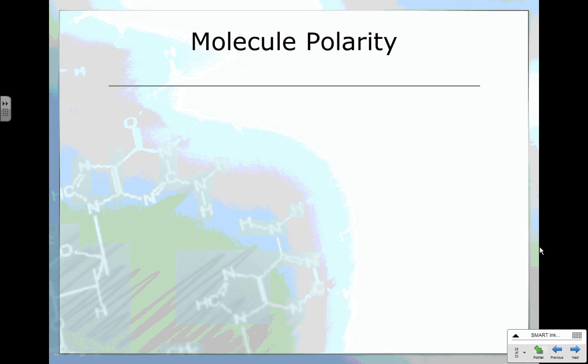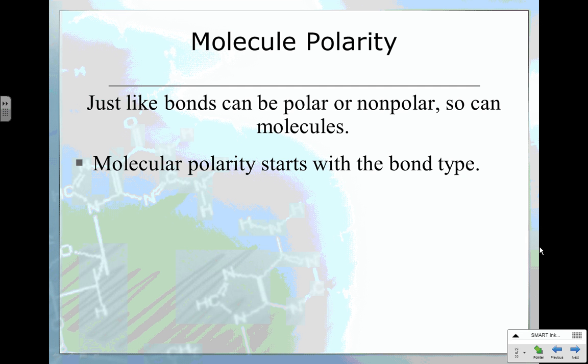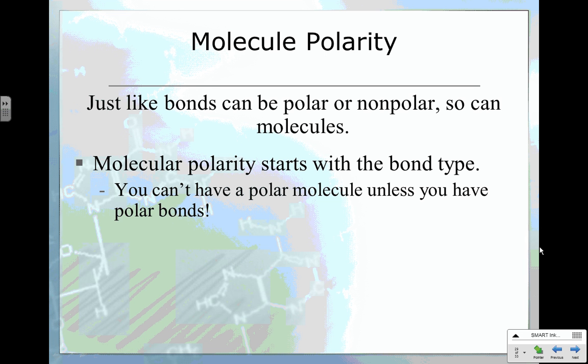Today we'll be looking at our last set of notes dealing with molecule polarity and intermolecular forces from the chapter. First off, when we're looking at molecule polarity, you need to understand that bonds can be polar and so can molecules. So bonds can be polar and nonpolar, and so can molecules. Now, molecule polarity starts with bond type because if there isn't polarity within the bond, there's no way there's polarity within the molecule.